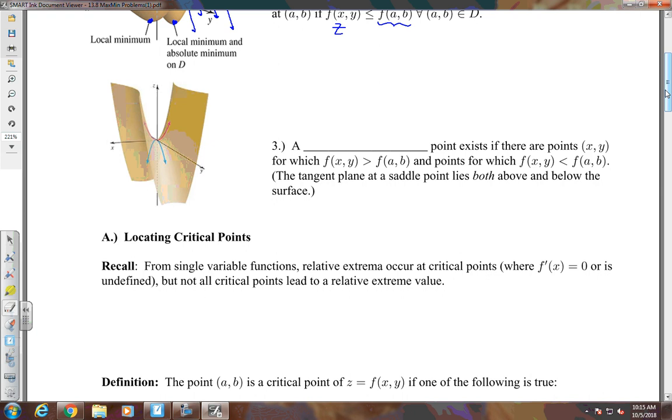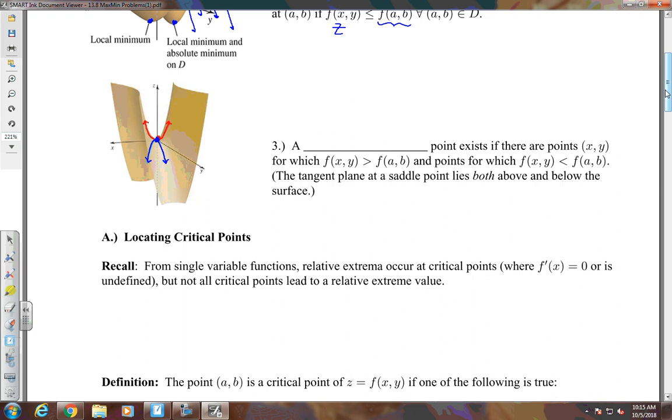So let's consider this point right here in the middle, which appears to be at the origin. If I slice it in one direction, specifically parallel to the xz plane, the trace here would be a parabola that opens up. That parabola has a minimum value at the vertex. If I slice it parallel to the yz plane, notice the cross section there would be a parabola that opens down. The vertex of that parabola is the maximum.